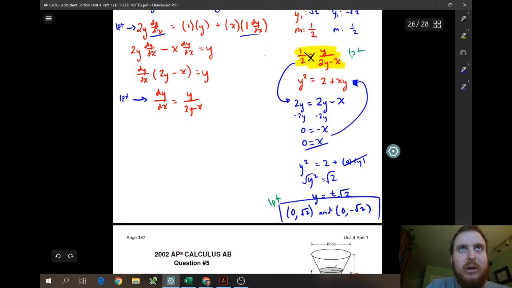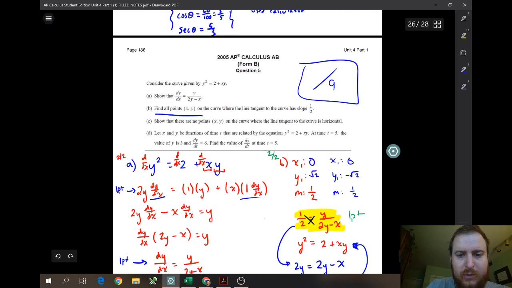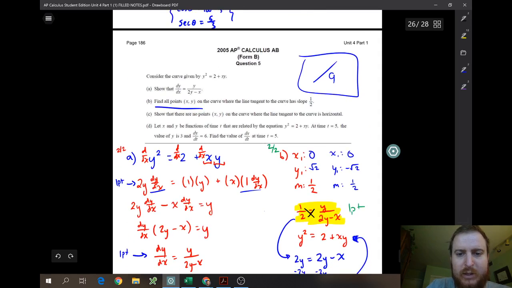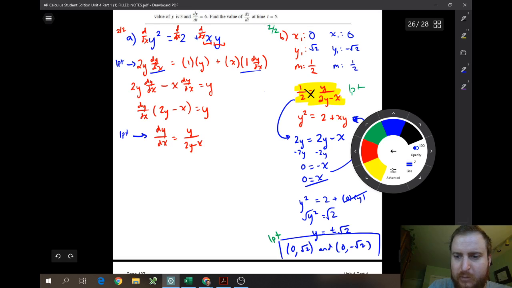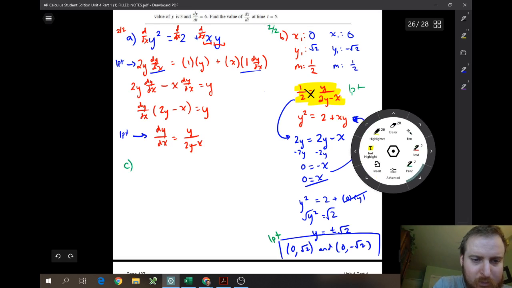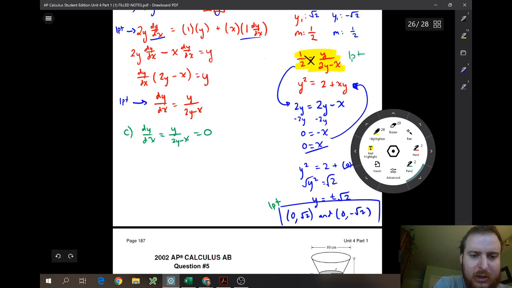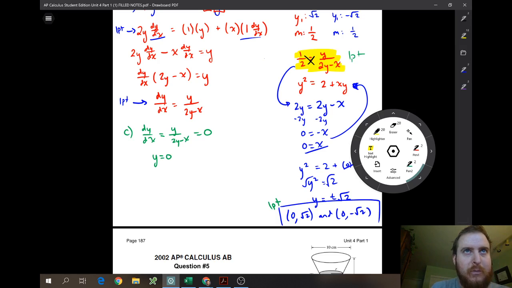Okay, C: show that there are no points on the curve where the line tangent to the curve is horizontal. So what we need to do on C is we need to basically say, okay, dy dx equals y over 2y minus x, and this is going to need to be equal to 0. Now, when that's equal to 0, what we're essentially saying is that y would have to be equal to 0. The top part would have to be equal to 0.